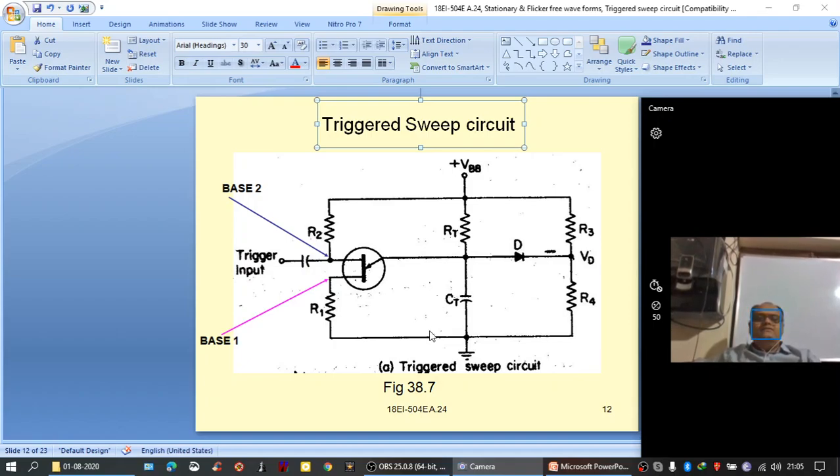As long as the phosphorescence of the phosphor material used is greater than the persistence of vision of the human eye, we can visualize the signal on the CRO and we can analyze the signal.